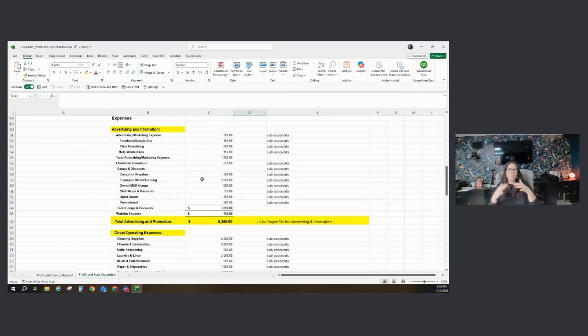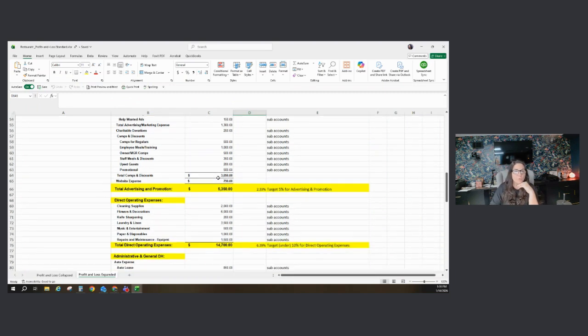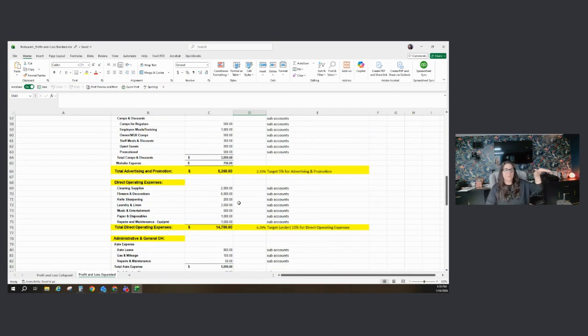But all of those are just sub-accounts of a much bigger area, which in my example that I'm showing is advertising and promotions. Then the next one we have as the main header account is called direct operating. And all the sub-accounts under there are cleaning supplies, flowers and decorations, knife sharpening, laundry and linen, meals and entertainment, paper and disposables, repairs and maintenance equipment. That's what I have listed under direct operating, because these are also considered kind of controllable.